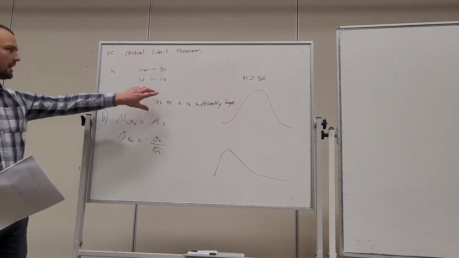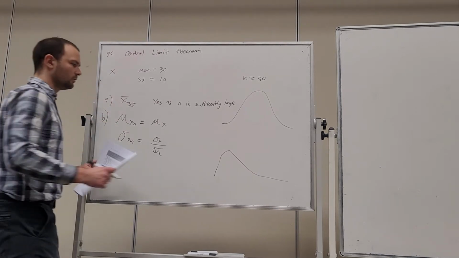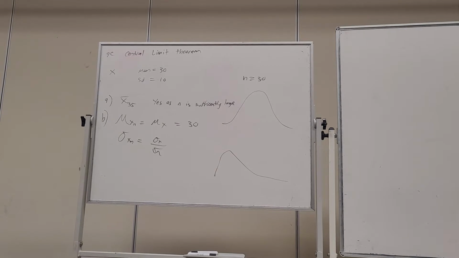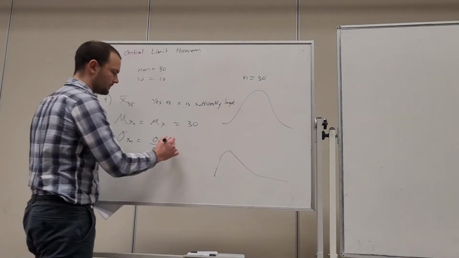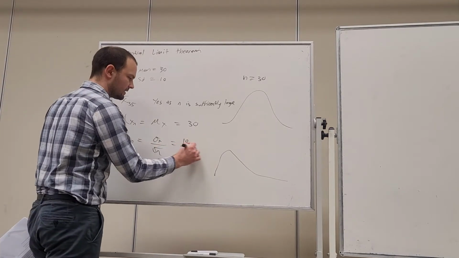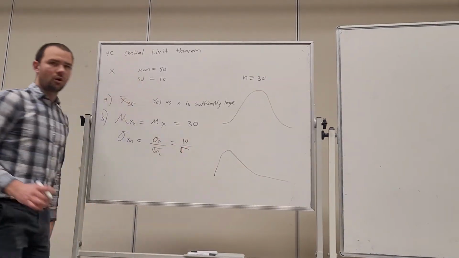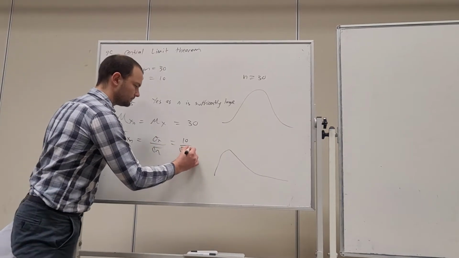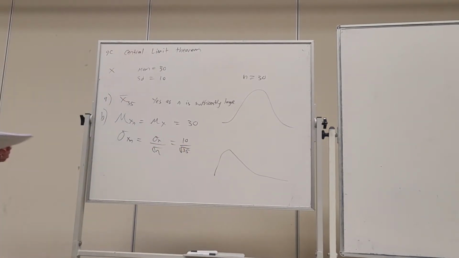So if we want the mean of x35, it's going to be equal to the mean of x, which is 30. And if we want the standard deviation of x35, 35 observations of the random variable, it's equal to the standard deviation of x divided by the square root of the number of samples. We've done 35 samples. So that's part B.